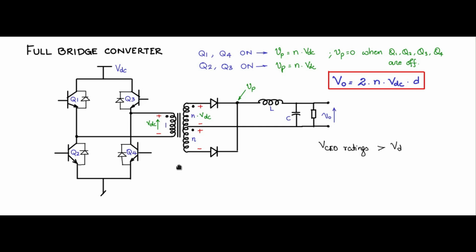Therefore, all 4 switches need to withstand VDC and they have to be rated for greater than VDC. In the half bridge converter also, each of the switches were supposed to be rated for VDC. Only in the push-pull converter, the switches need to be rated for 2 times VDC.